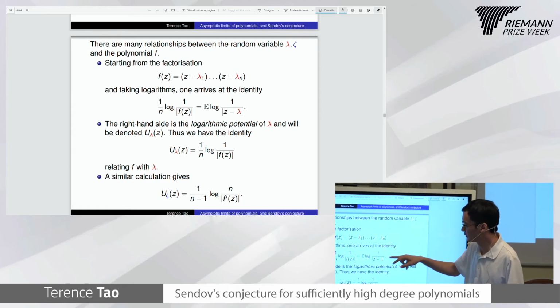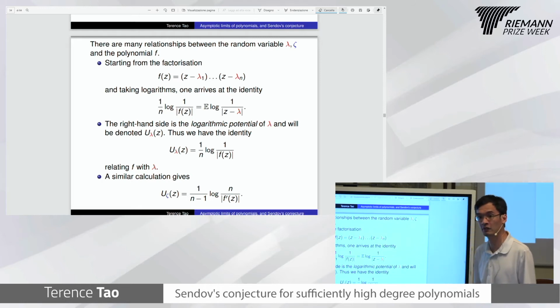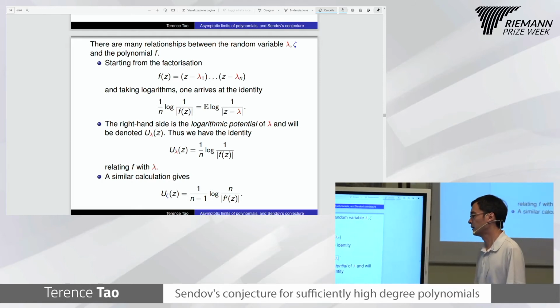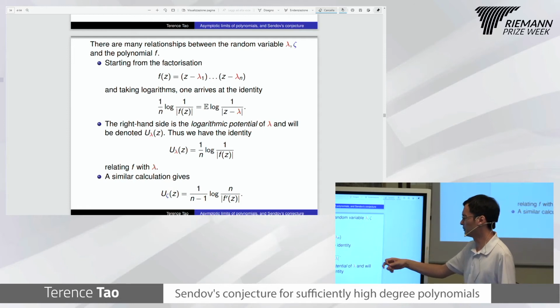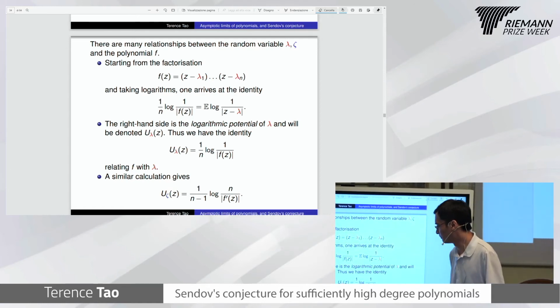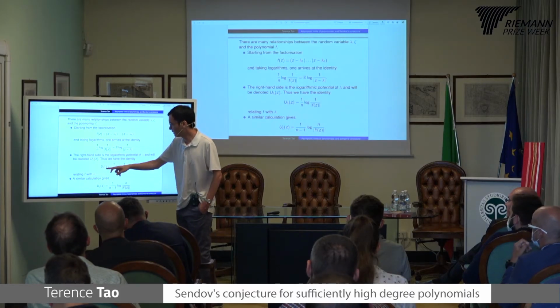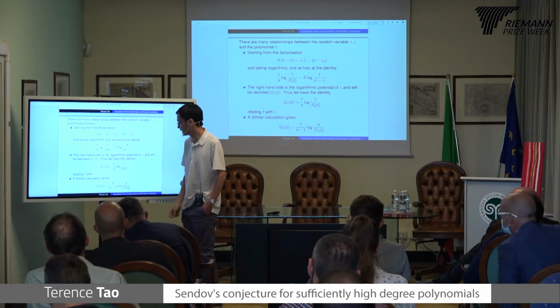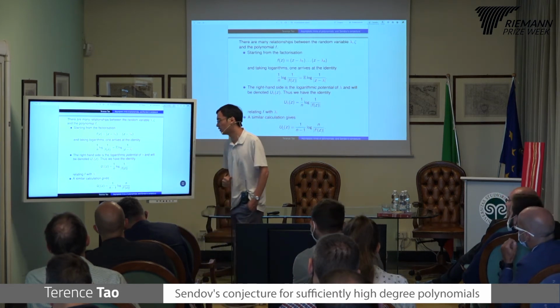Now, this is an expression which is well studied in PDEs. This is called the logarithmic potential of lambda. It's the function whose Laplacian is basically the distribution of lambda times 2 pi, I think. And it's usually called u lambda. Okay, so lambda tells you the log of the absolute value of f.